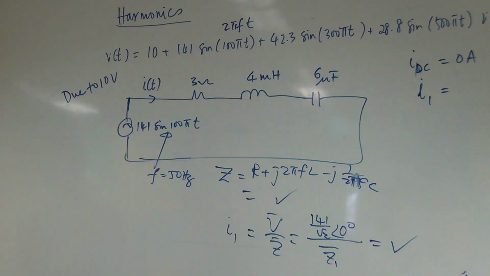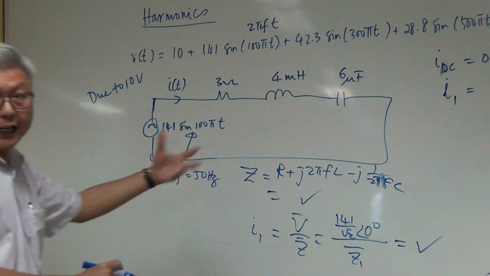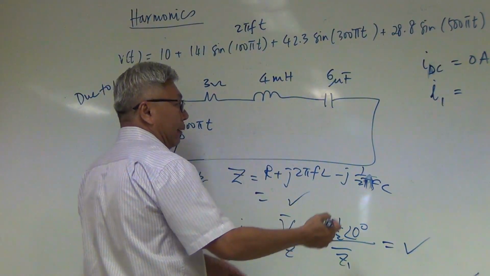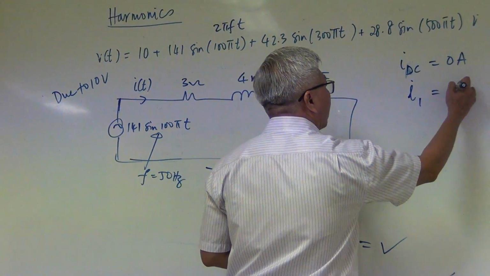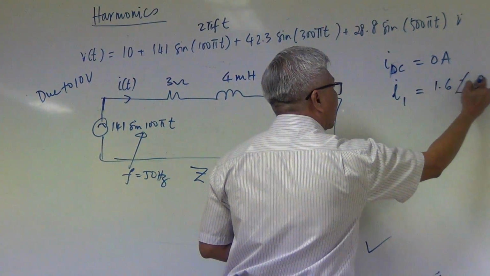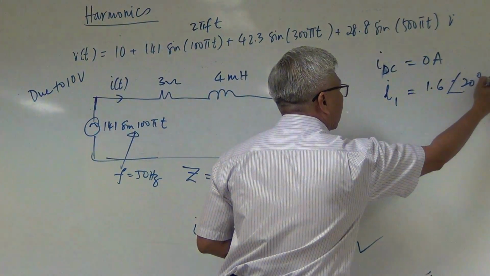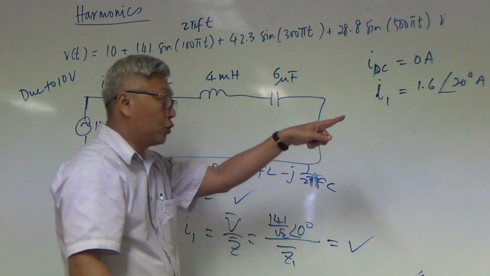Okay, I don't have it. Never mind, let me just fake an answer. So let's say my I1, as an example, is equal to 1.6 angle 20 degree ampere. I fake one, it may not be true.